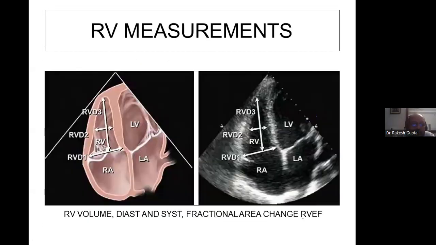If you do this in the RV focused view, you trace the inlet during diastole of the RV, and then the same inlet or area in systole. Diastolic minus systolic will give you the fractional area change. If somebody asks you for ejection fraction, in that case we have to go to a 3-dimensional set. Anything else, Sangeeta? No, sir. Thank you, sir.